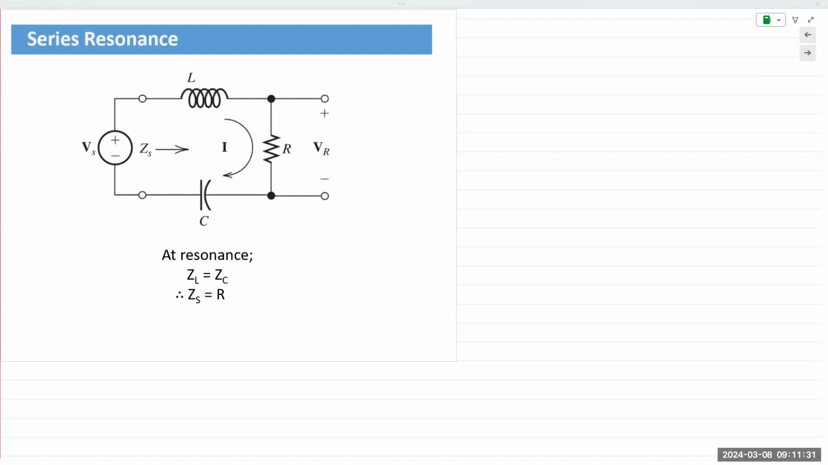Now, resonance is a phenomenon that occurs in nature. We have mechanical resonance, right? You've heard of stories where due to wind or mechanical vibrations, a structure was destroyed or damaged. That is due to mechanical resonance. In electrical engineering, we also have electrical resonance. And the phenomenon that occurs is due to the energy storage capabilities of an inductor and a capacitor.